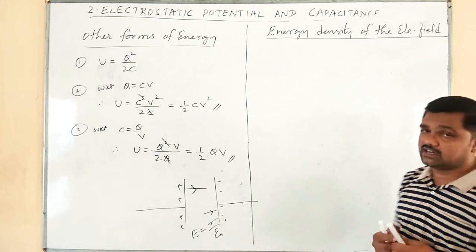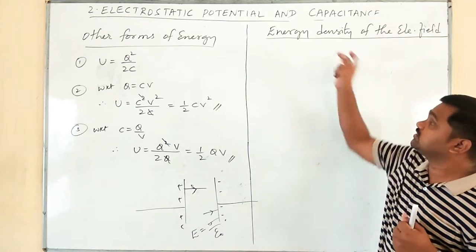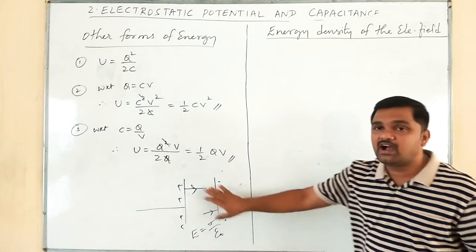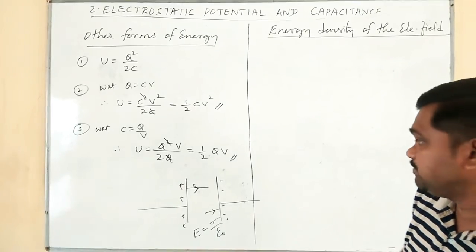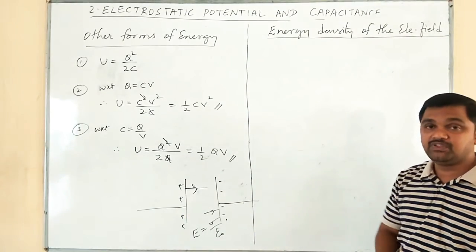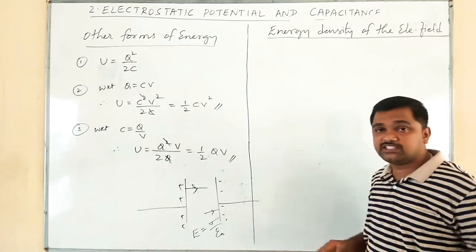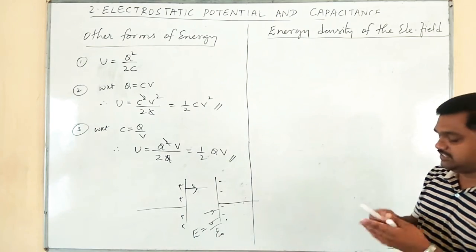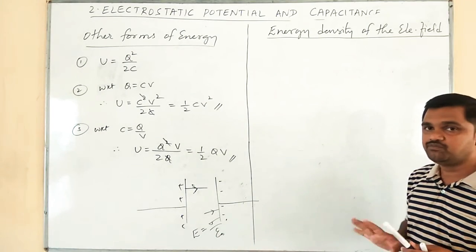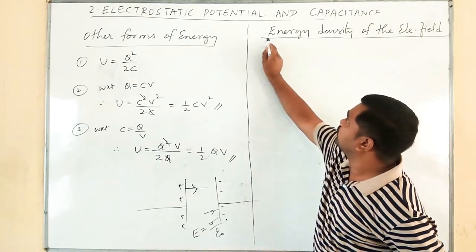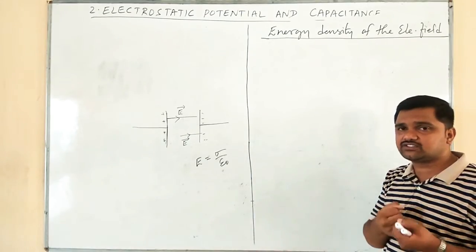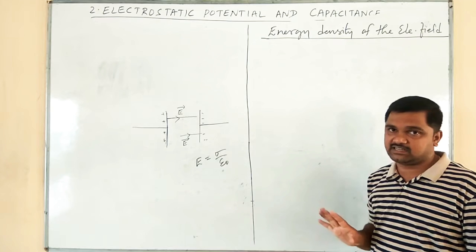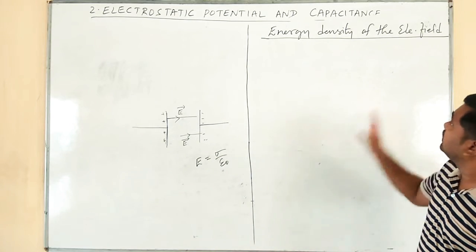Energy density of the electric field means, how can we define the word energy density? The energy stored per unit volume of a charged capacitor is said to be energy density. Energy density means the amount of energy stored per unit volume of a charged parallel plate capacitor. It is denoted by small u. Please remember. So I will get you the derivation. The energy stored per unit volume of a charged parallel plate capacitor is called energy density of the electric field.